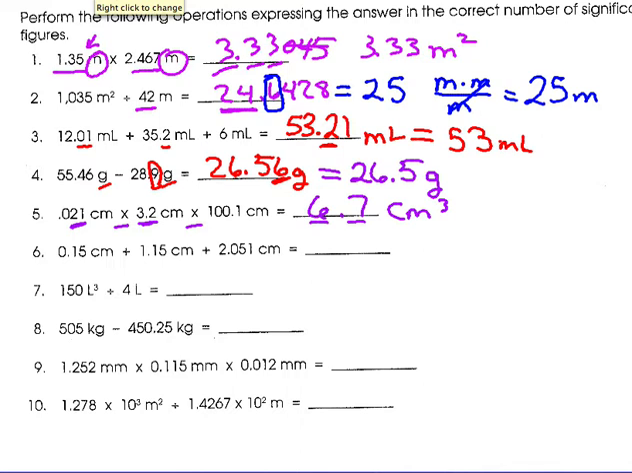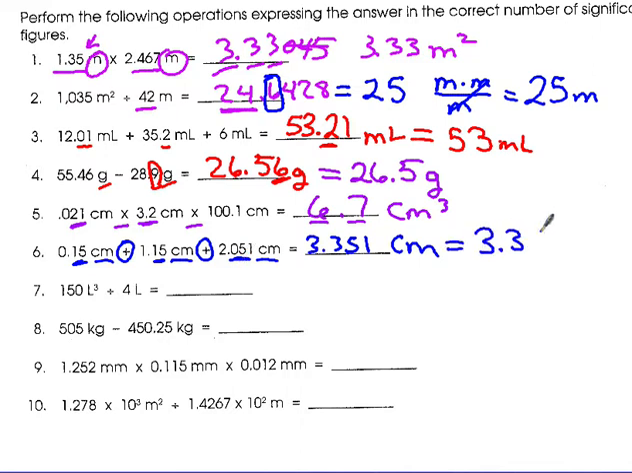input. Number 6 is an addition problem. Because it's addition, I carry over the unit, so it is centimeters. I add using my calculator, and I come up with 3.351. But because it is an addition problem, I can only have the number of decimal places as the least number of decimal places. So this one has 2 places, this one 3 places. So my answer can only have 2 places. So my answer would be 3.35 centimeters.